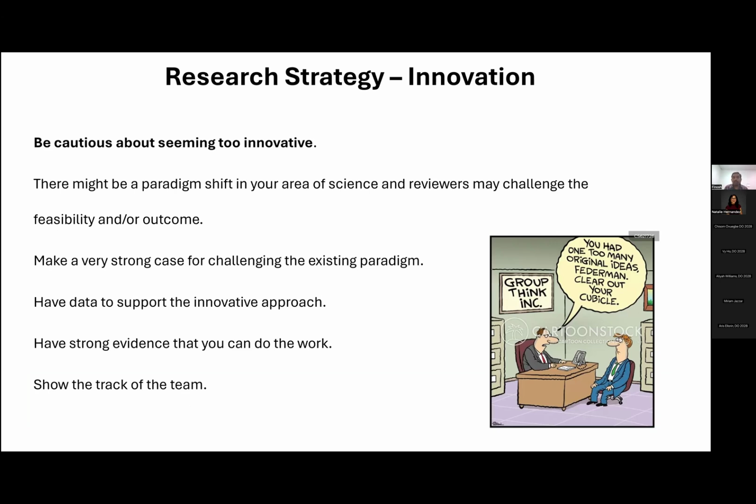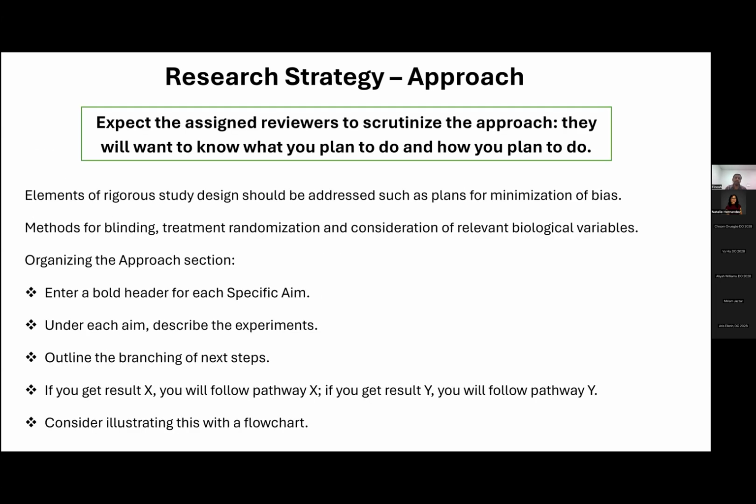And we need to always show there is a paradigm shift in the area of science, so that reviewers can challenge the feasibility and the outcome and give a strong case for challenging the existing paradigm. You need to clearly mention that, okay, these are the existing challenges. That's why we are taking this route to address those. This will be an innovative approach so that it can be adopted by other people, other scientists from other disciplines as well. Definitely, these innovative aspects should be supported by our preliminary data.